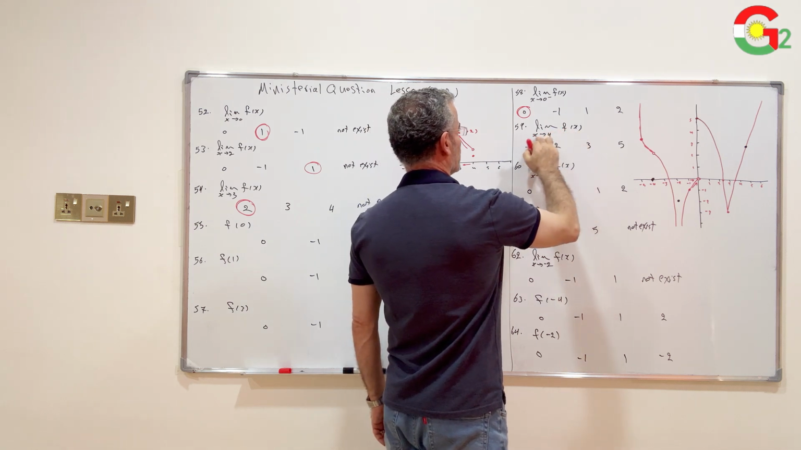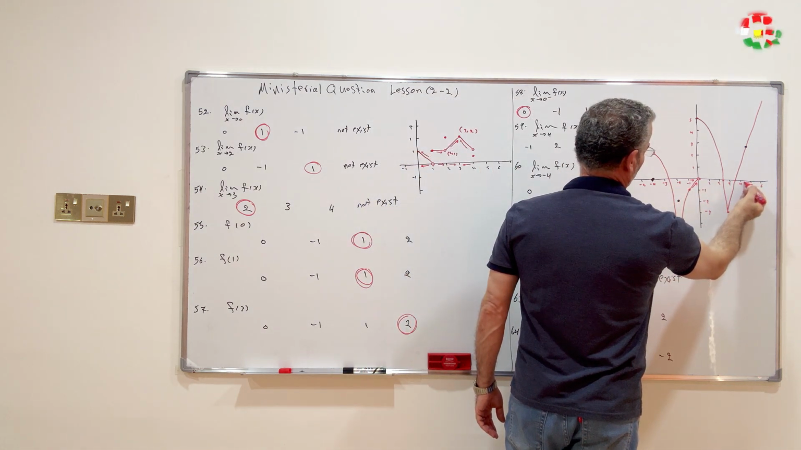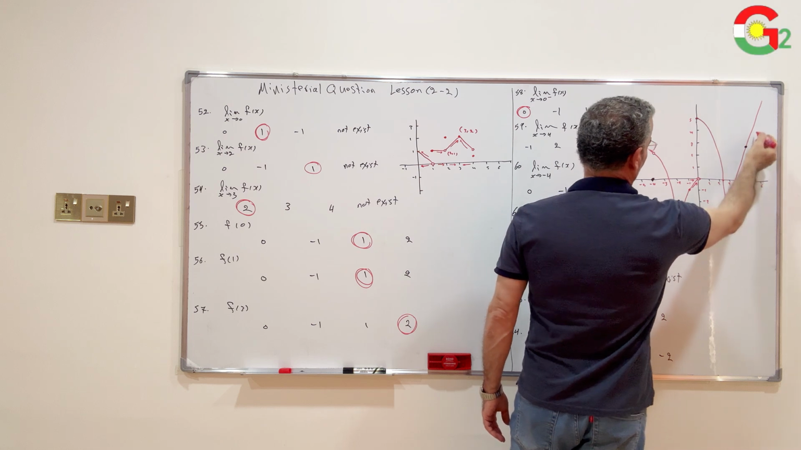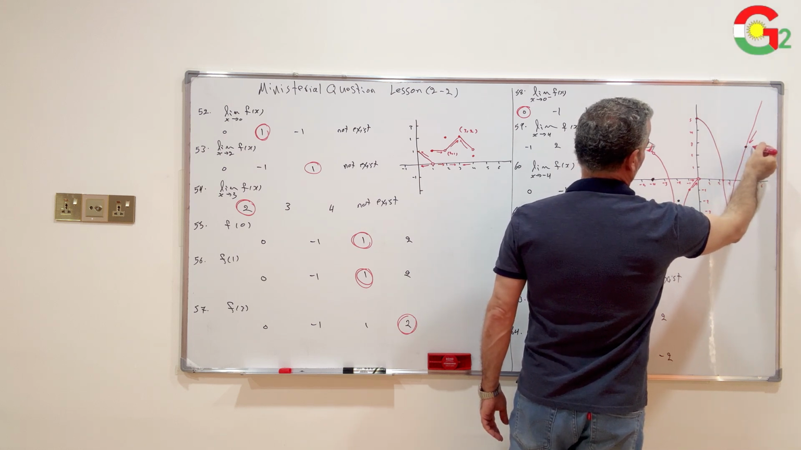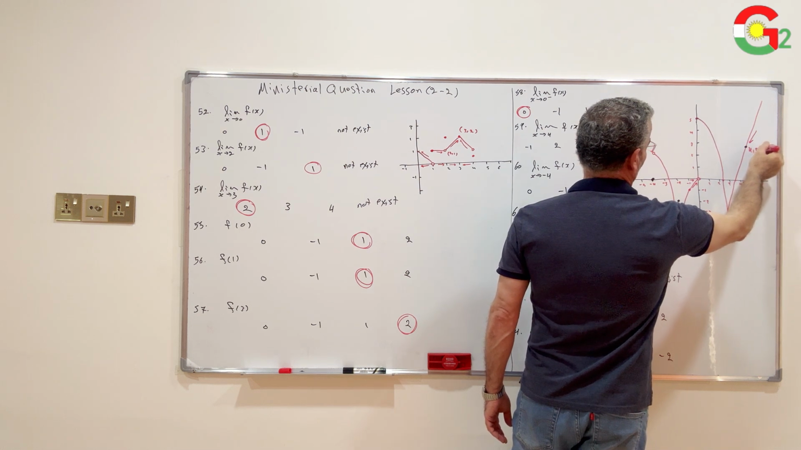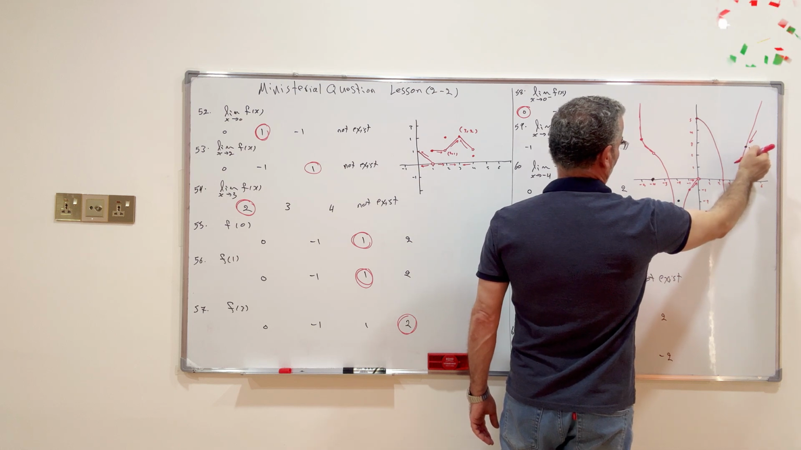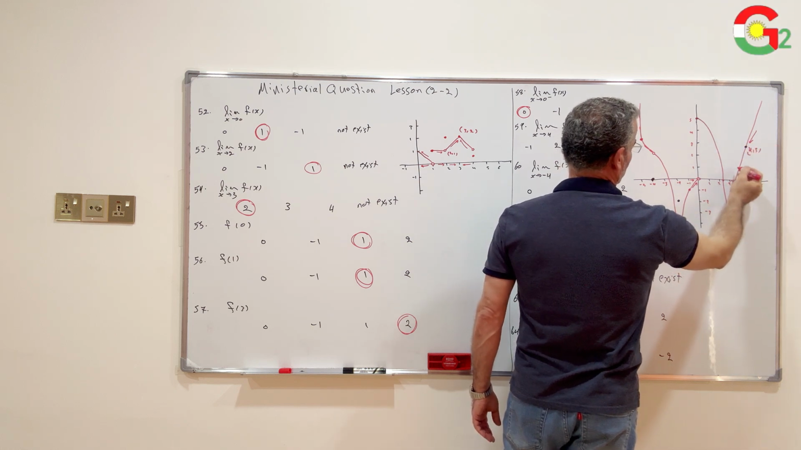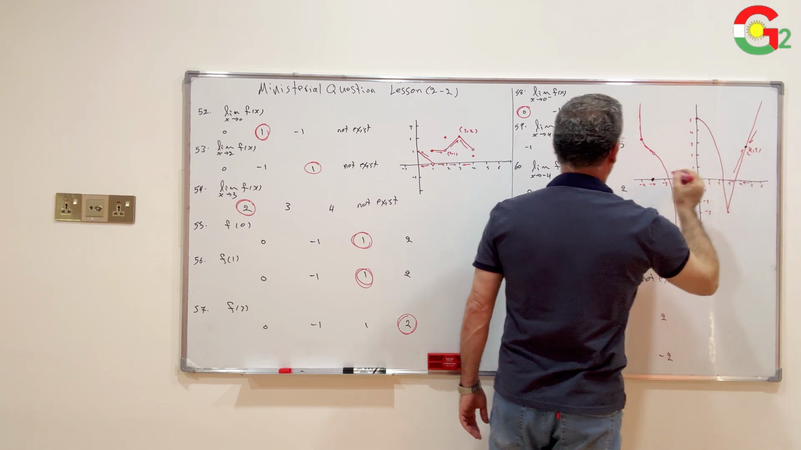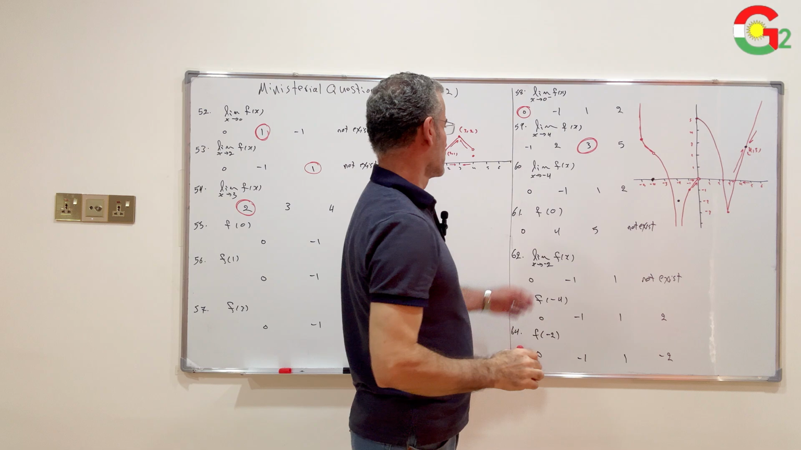Limit f of x when x approaches 4. This is 4. When x approaches 4 from the right, the function goes to this point. The coordinates of this point are (4, 3). Then from the right, the limit is 3. From the left, the function also goes to this point. Then 3 is the right choice.